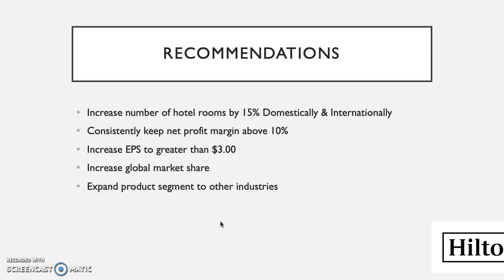The biggest thing for Hilton is to increase their number of hotel rooms by 15%, both domestically and internationally, to compete with their biggest competitor, Marriott, who has increased their rooms available to 1.2 million. Consistently keep that net profit margin above 10%. That's just good for business. If they can get their earnings per share greater than $3 per share, it might entice more people to buy their stock, which will in turn give them the funds they need to build new hotels and get those franchised out. And finally, expand their product segment to other industries.